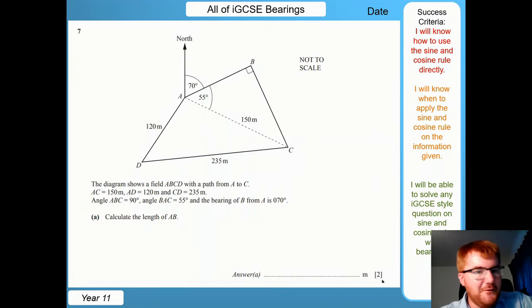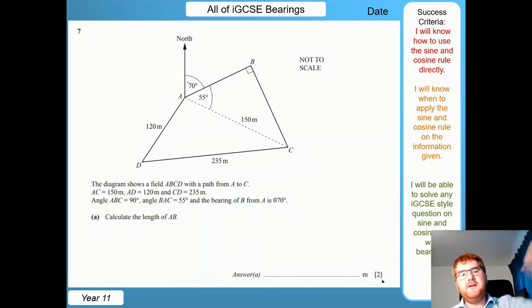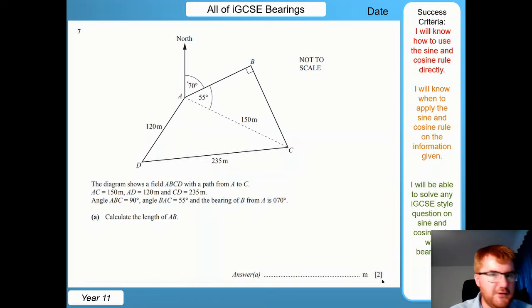So we've got another field here, given with a path from A to C labelled as 150 metres. Notice all the other information here is already on our diagram, including the bearing given from B from A is 70 degrees. And the first part is very typical, so using that right angle triangle to then work out a missing side or a missing angle. And we want to find AB here.